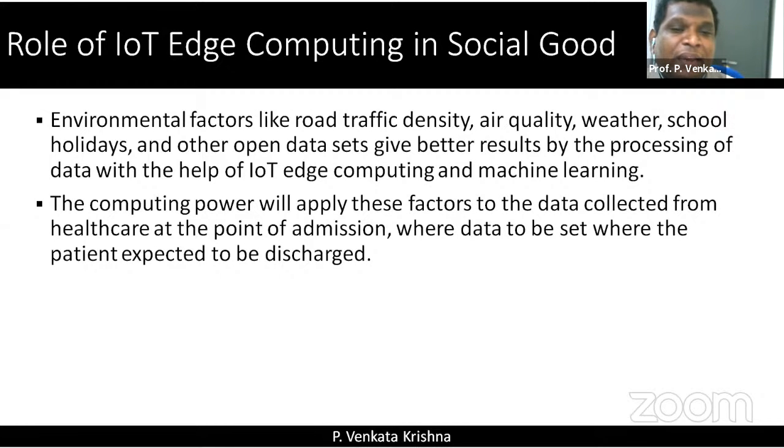Role of IoT edge computing in social good. Environmental factors like road traffic density, air quality, weather, school holidays, and other open data sets give better results by processing data with the help of IoT edge computing and machine learning. The computing power will apply these factors to the data collected from healthcare at the point of admission, to predict when the patient is expected to be discharged.